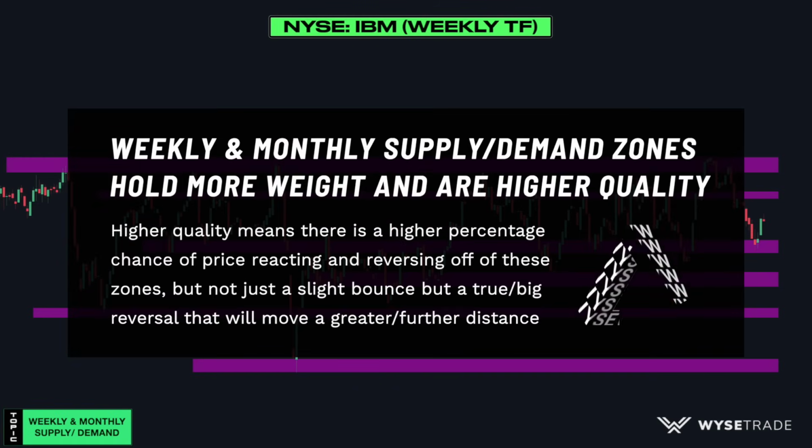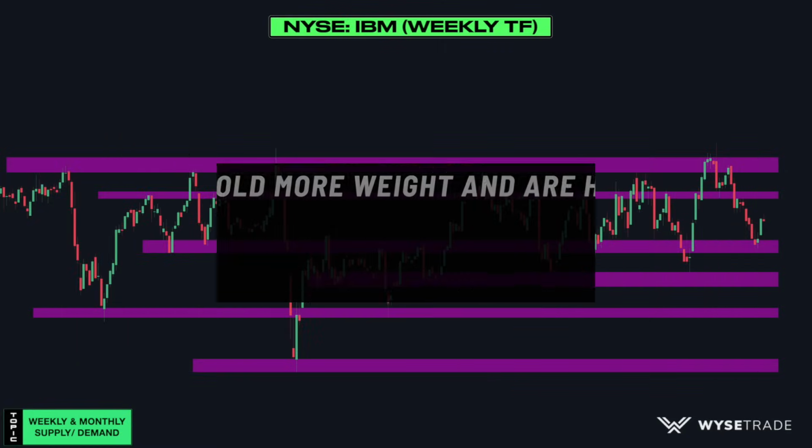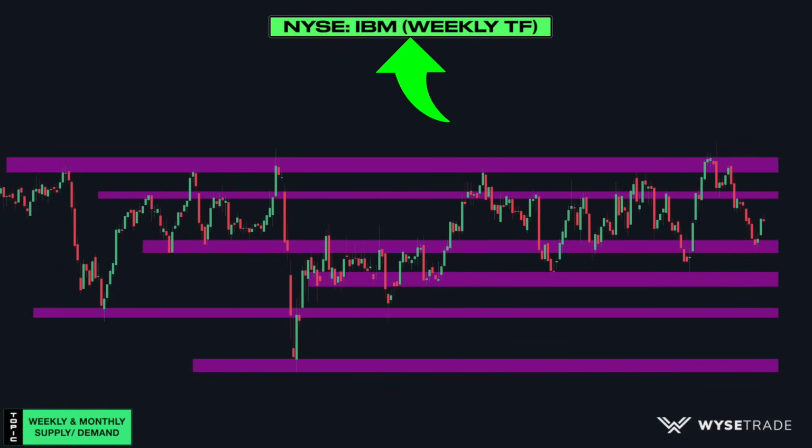Supply and demand zones found on the weekly and monthly time frame hold more weight and are of higher quality. Higher quality means there is a higher percentage chance of price reacting and reversing off these levels, but not just a slight bounce, but a true reversal that will move a greater distance, meaning more profit. This is the IBM stock weekly time frame.